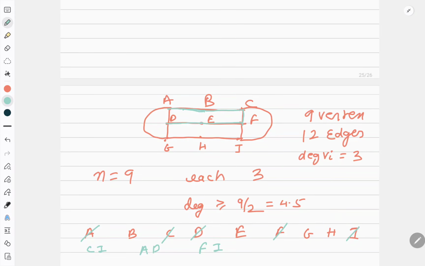Now go to D. When I go to D, AD is already removed. Right, AD is already removed. So degree of D is 2 only. So I have no problem at all. So from D to G I'll go. Now if I go to G, I can see the degree is 3 at DG.